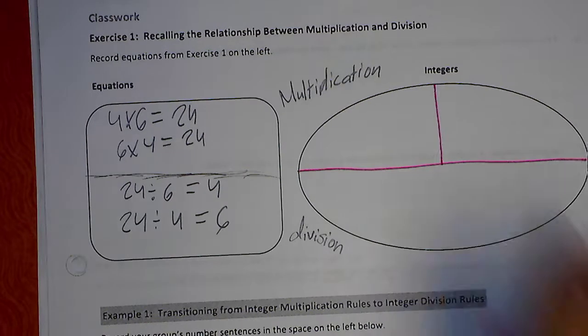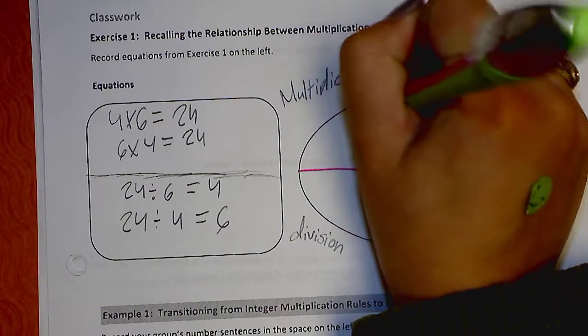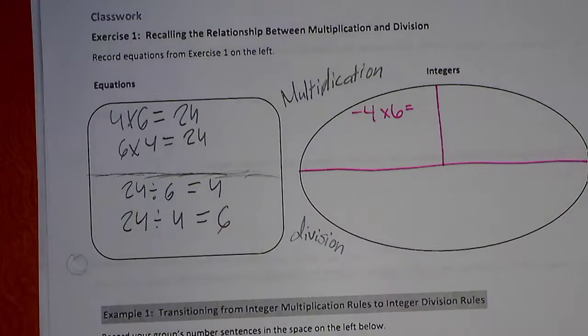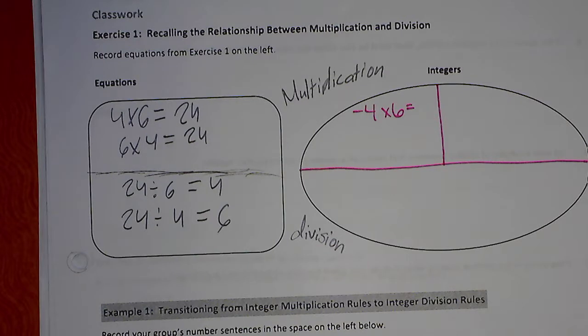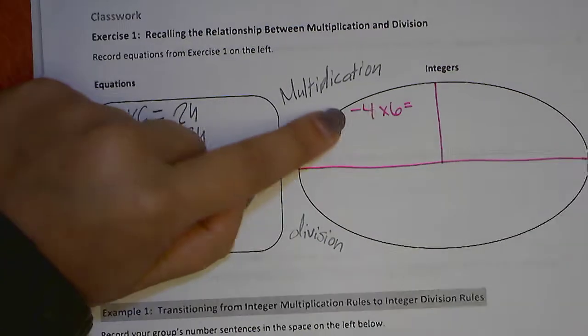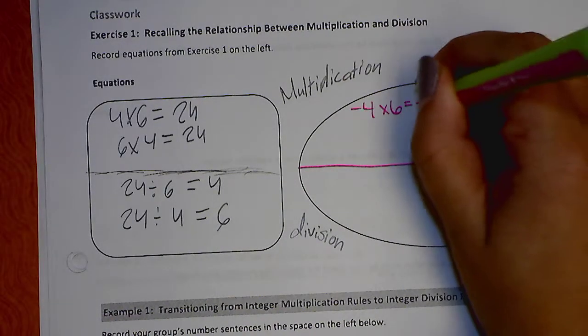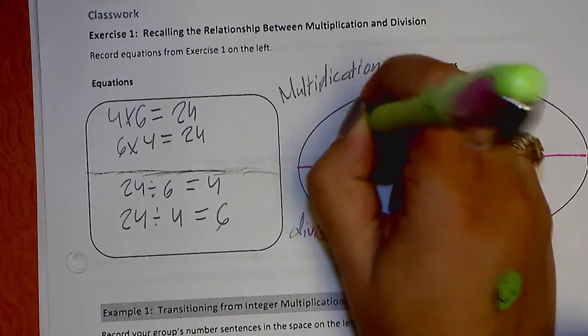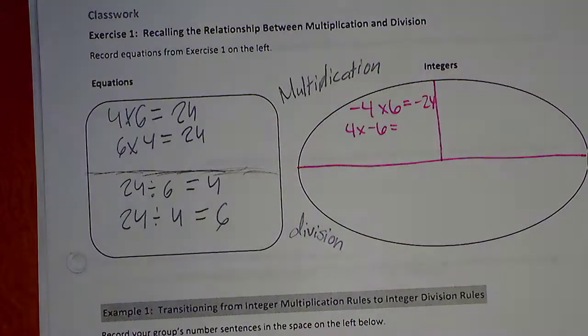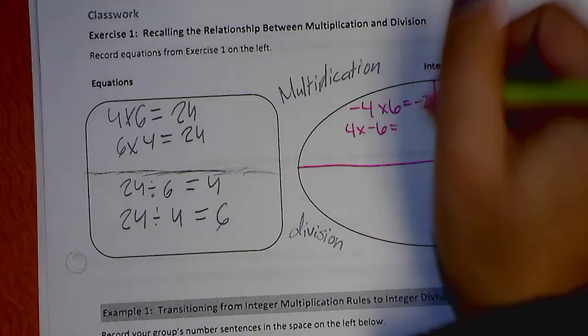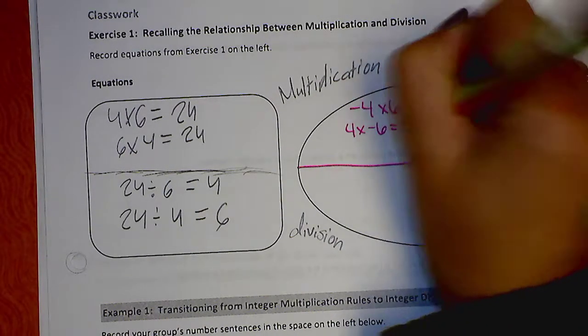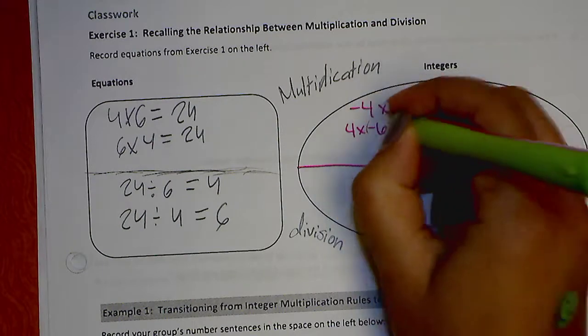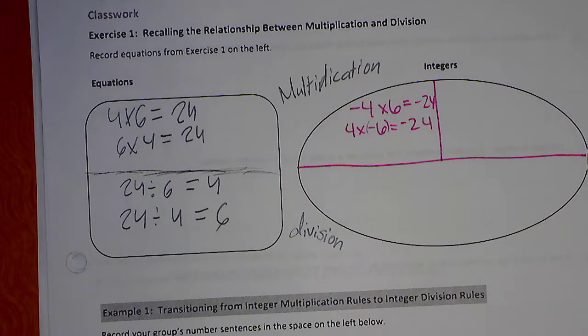If we made the 4 negative, that would change the 24 to be negative because a negative times a positive is a negative. If we made just the 6 negative, once again, that would change the product to be negative 24 because 4 is positive, 6 is negative, and since they have different signs, it makes a negative.